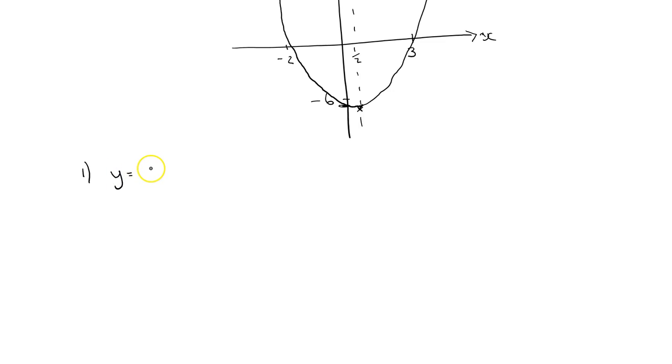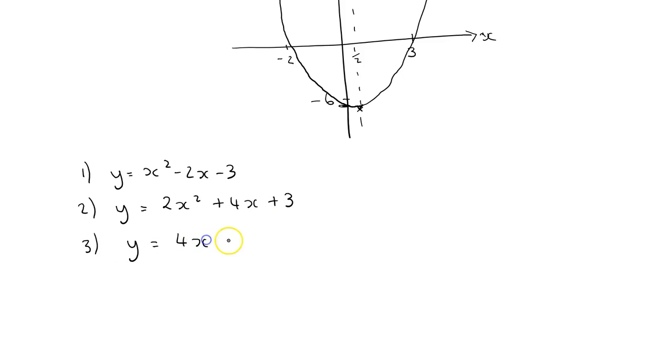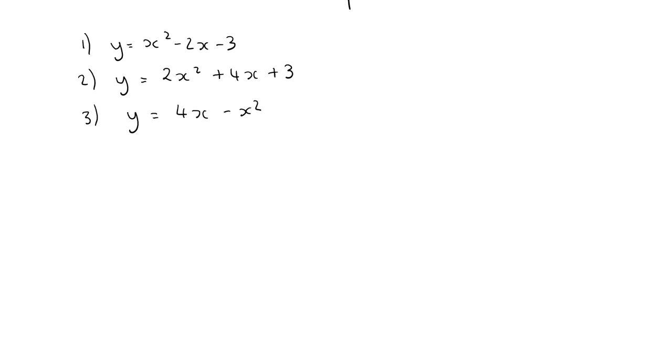The three I'm going to do are y equals x squared minus 2x minus 3. Then y equals 2x squared plus 4x plus 3. And the last one I'm going to do is y equals 4x minus x squared. And all of these three will illustrate something slightly different in sketching parabolas. Okay, let's take the first one then.